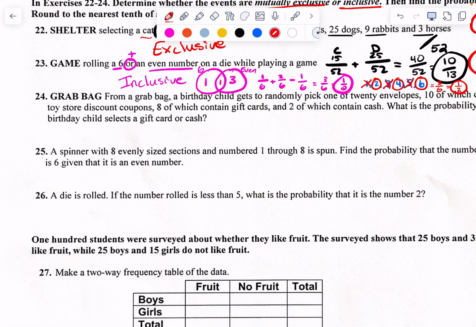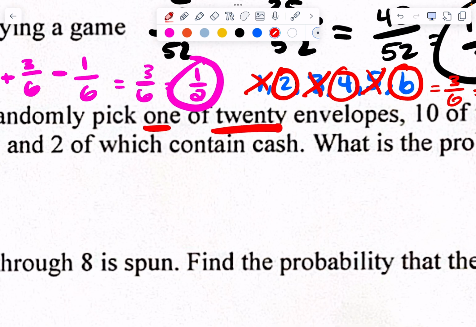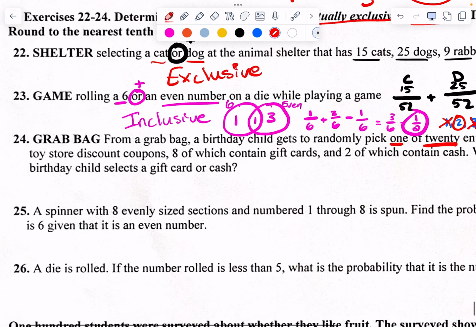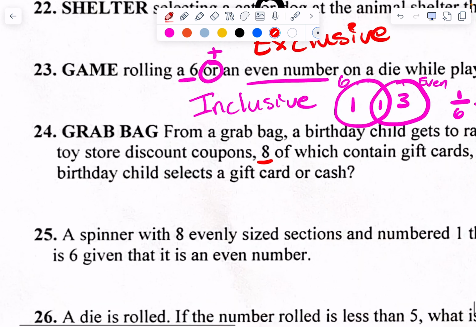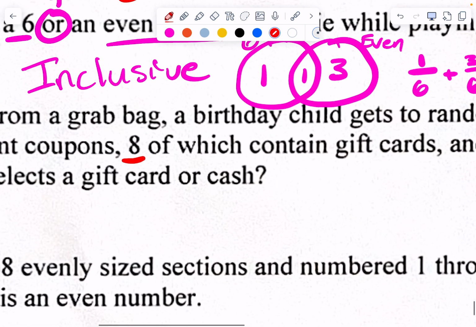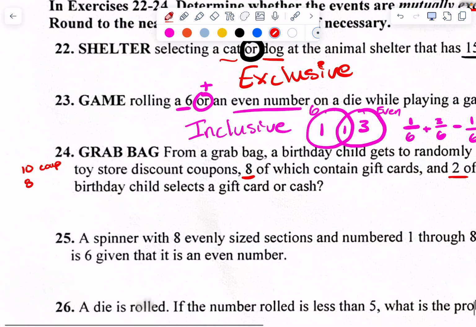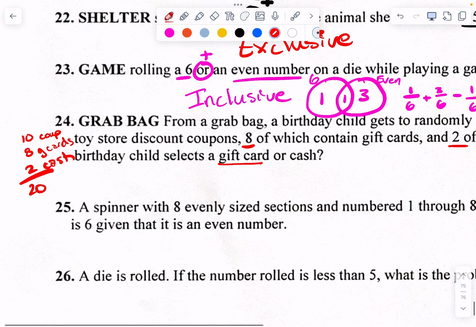All right, grab bag. From a grab bag, a birthday child gets to randomly pick one of 20 envelopes. 1 out of 20. 10 of which contain toy store discount coupons, 8 of which contain gift cards and 2 of which contain cash. So I have 10 coupons, 8 gift cards, and 2 cash. Okay, which makes a total of 20. What is the probability that the birthday child selects a gift card or cash?